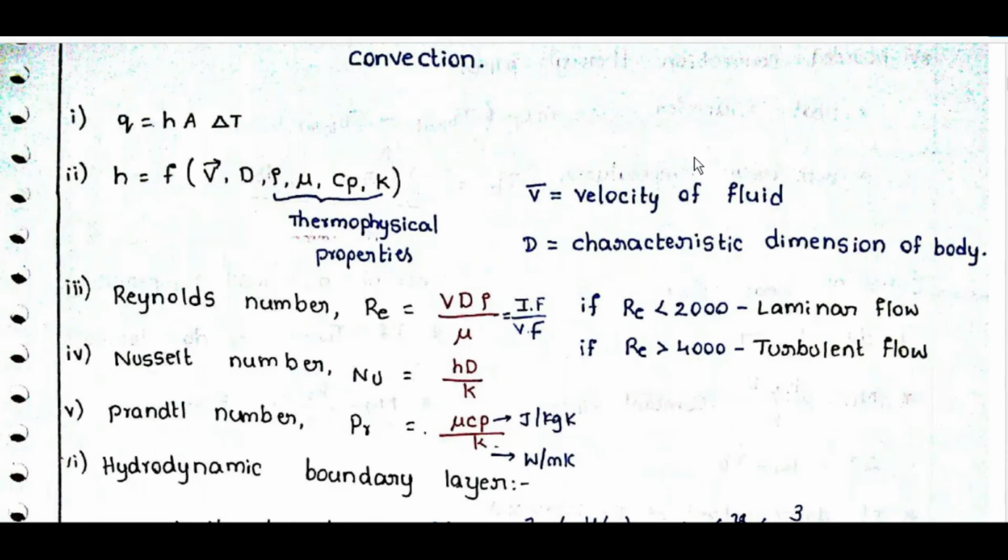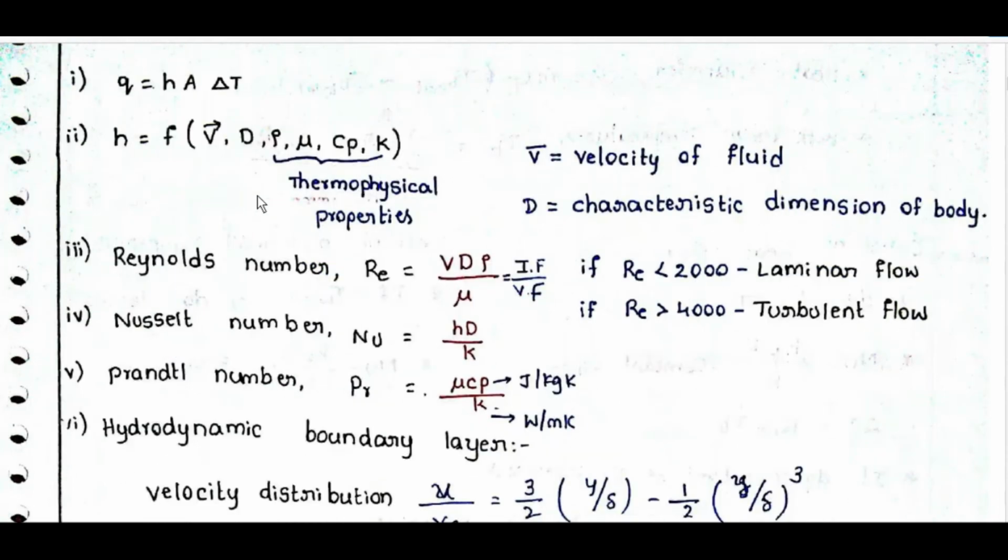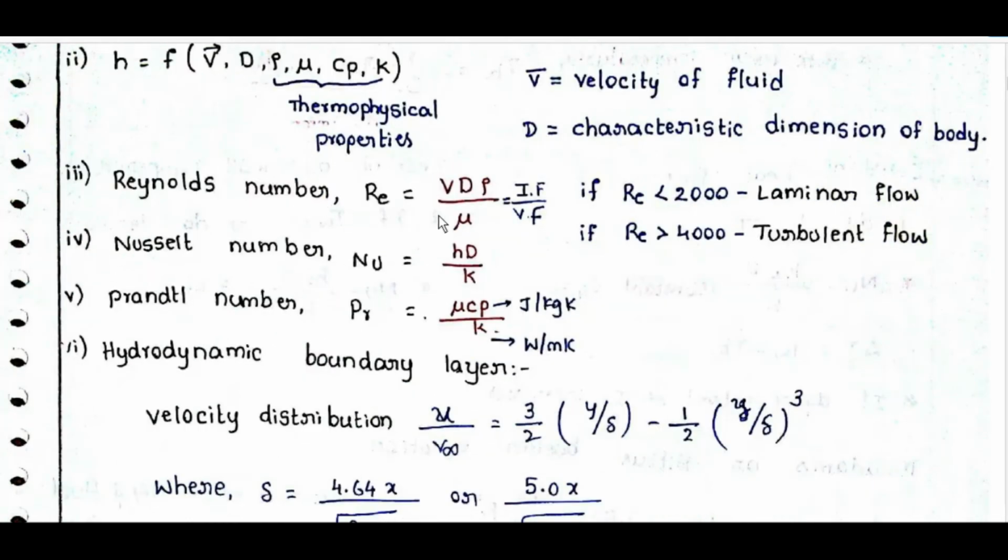Convection: Q is equal to h A delta T. h is equal to a function of V bar, D, rho, mu, Cp, K. These are thermophysical properties. V bar is the velocity of the fluid, D is the characteristic dimension of the body. Reynolds number Re is equal to V d rho by mu, which is inertia force by viscous force. If Re less than 2000, laminar flow; if Re greater than 4000, turbulent flow.